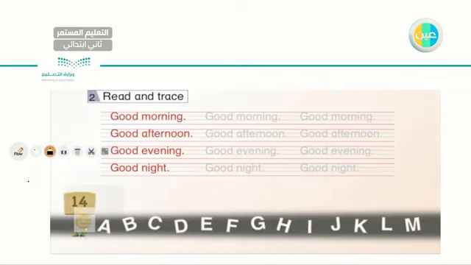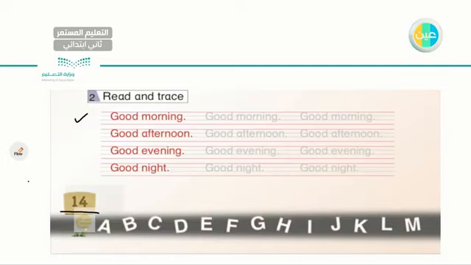So, you have this in your book at page 14. So now, I hope you have your pencils ready because now we will be reading and tracing these words that we just pronounced. Okay, so let's start with the first one. What do I have here? Let's read it together. Read it for me. Good morning. Very good. I have good morning.